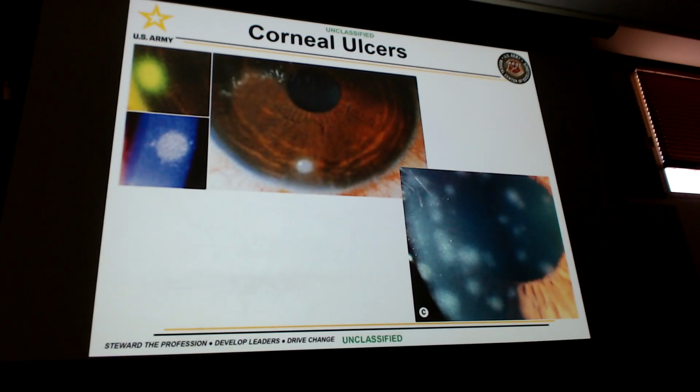Okay. These are some focal white opacities. So this is an active corneal ulcer right here. Okay, that's going to be pretty evident without a slit lamp. So you'd be able to see that corneal ulcer with the naked eye. That white dot is just going to be very apparent.